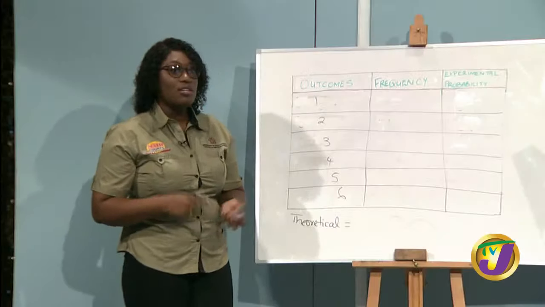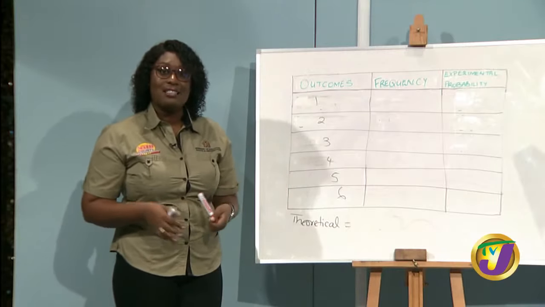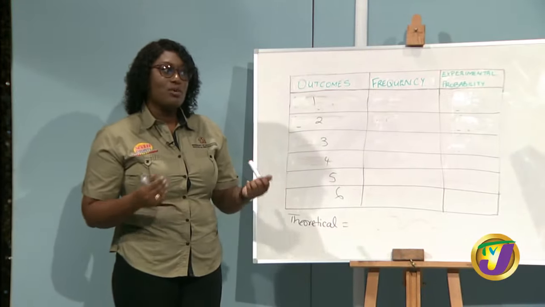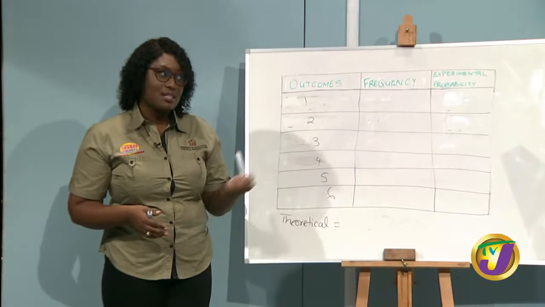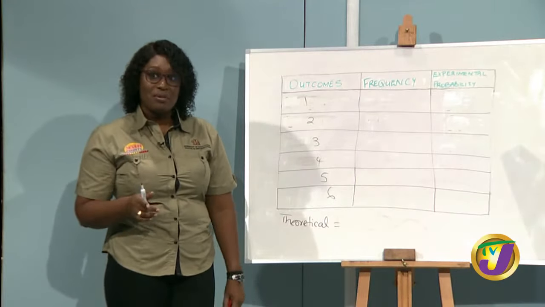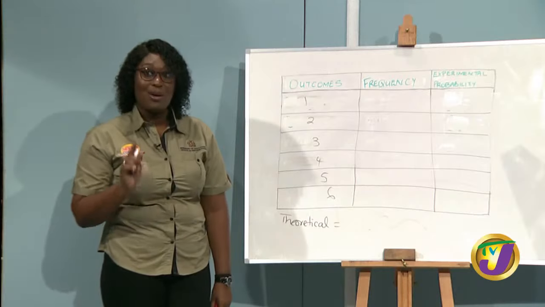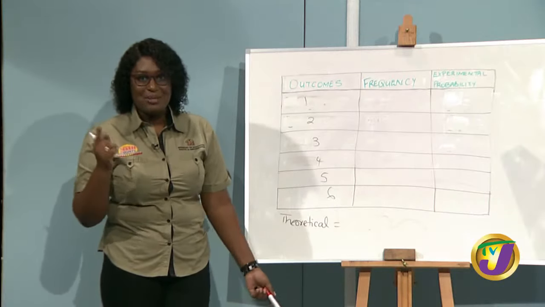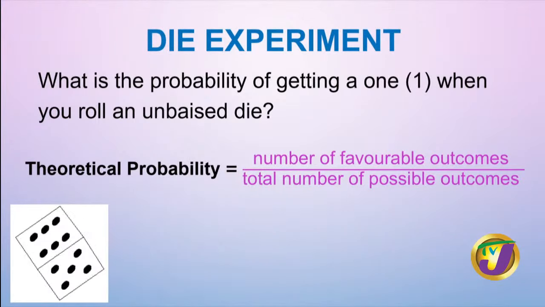All right. So you just said it. We have our die here, it has six faces. So the total number of possible outcomes is six. And the number of favorable outcomes, in this case I want to get a one. So that's really just one. So in this case, that's 1/6.